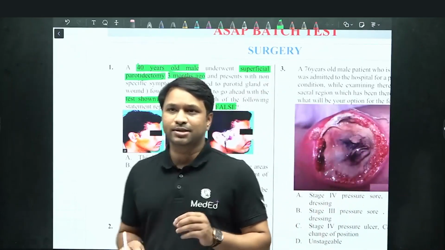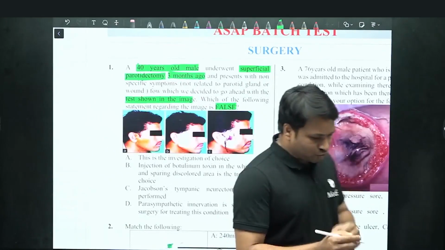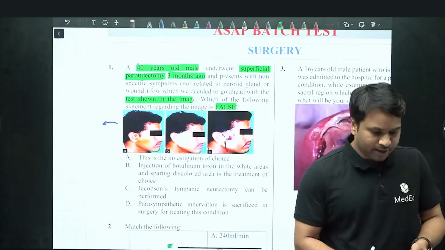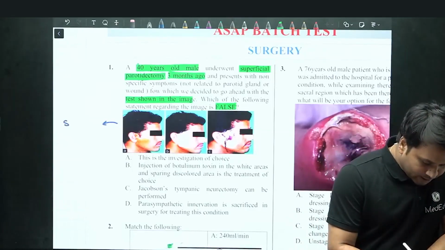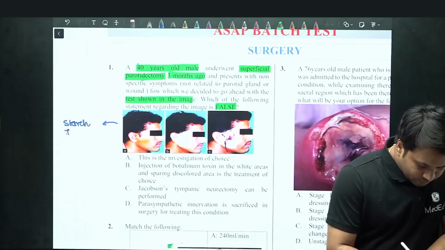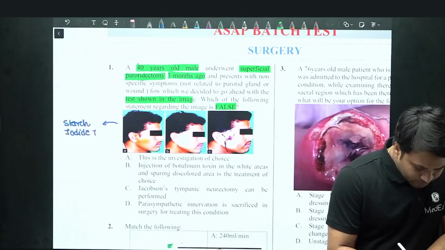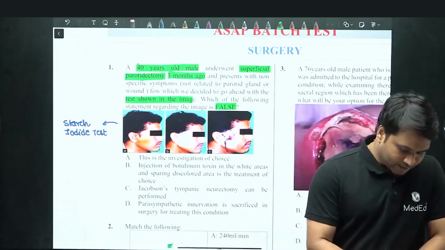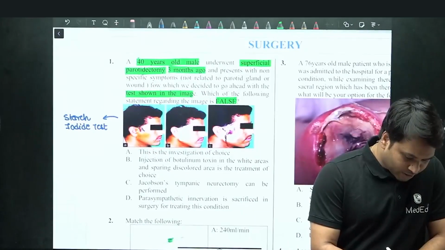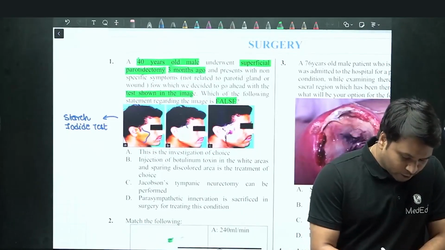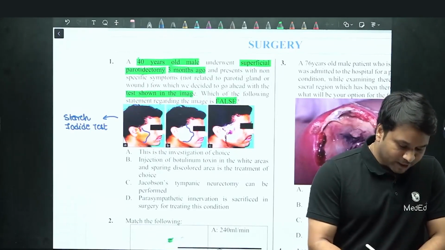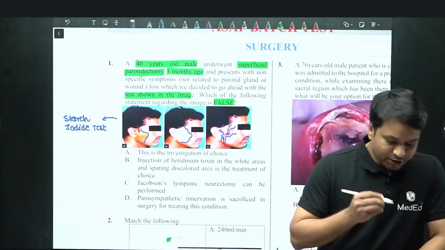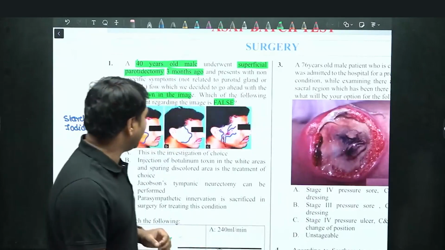So the first question is, what test are you looking at? The test that you're looking at is your starch iodide test. Now in a starch iodide test, you can see that I have applied this component here. Iodine is applied, and over it we have applied this white powder, that is starch, and then you see there is an area which is getting discolored. Okay? If this discoloration is present, we call it a starch iodide test positive.